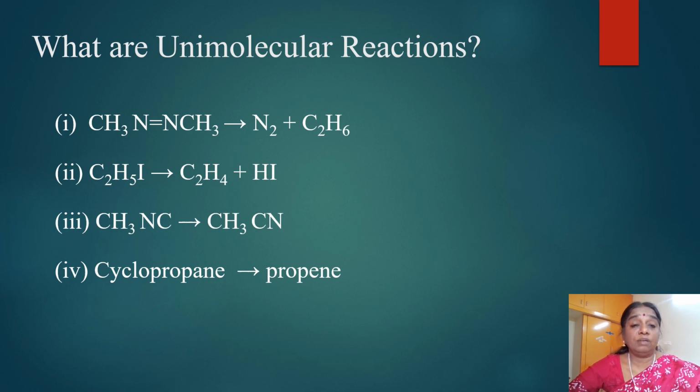Which reactions are unimolecular reactions? It is based on the number of molecules that take part in a single step. When you have one molecule taking part in a single step elementary reaction, it is called unimolecular. If you have two molecules involved in an elementary step reaction, it is called a bimolecular reaction. And if you have three molecules taking part in a single step elementary reaction, it is called a trimolecular reaction. So the molecularity term is applicable only to elementary reactions.